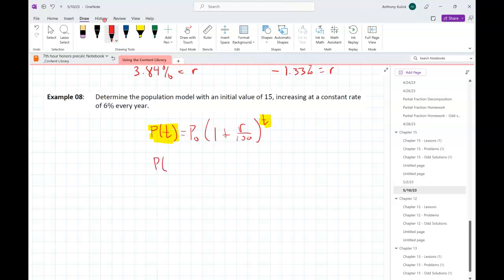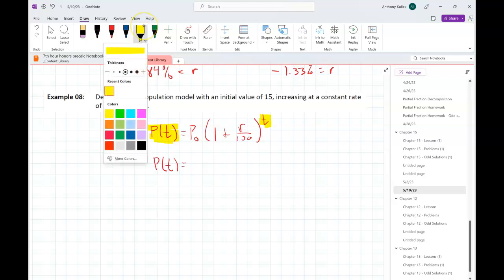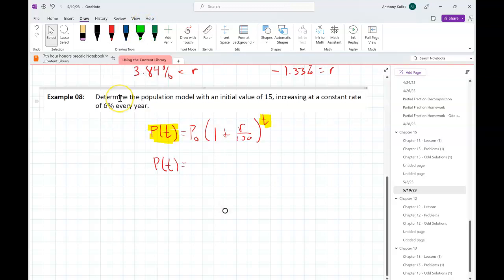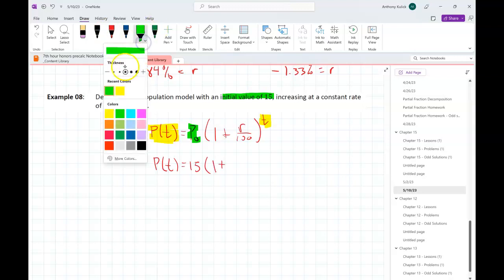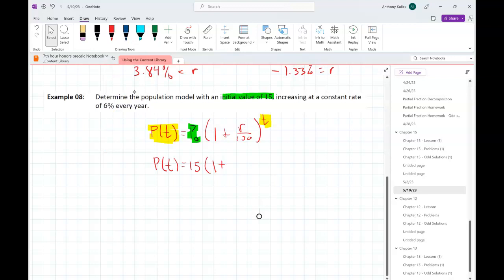So P naught is the initial amount. In the problem, it says that we're asked to determine the population model with the initial value of 15. Well, okay, that's pretty easy. And then the R, it says increasing at a constant rate of 6%. So R is just going to be positive 6.